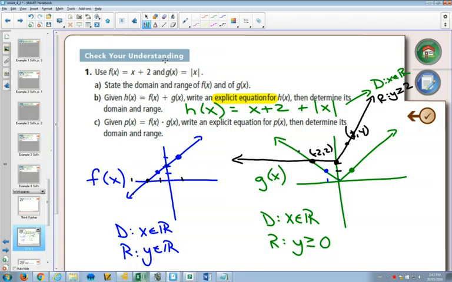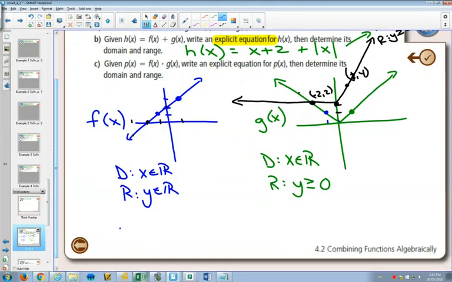For some of our equations, we won't be able to figure out our range by hand. We're going to have to put it into our calculator and see what the graph looks like to figure out what our domain and range is. So for example, the next one says, given that these two are multiplied together, write an explicit equation. So for part C, my explicit equation for p of x, f of x is x plus 2 times the absolute value of x.